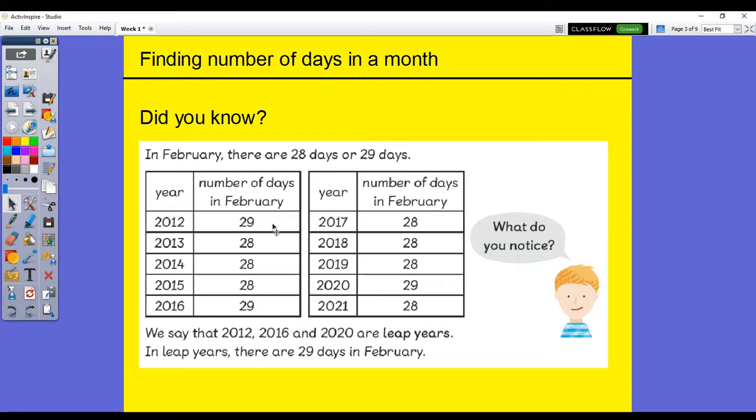So 2012, 2016. And what year are we in this year? We're in 2020. So we're in a leap year this year. Okay, so we say that 2012, 2016 and 2020 are our leap years. And in leap years, there are 29 days in February. It's a bit of a funny month, old February.